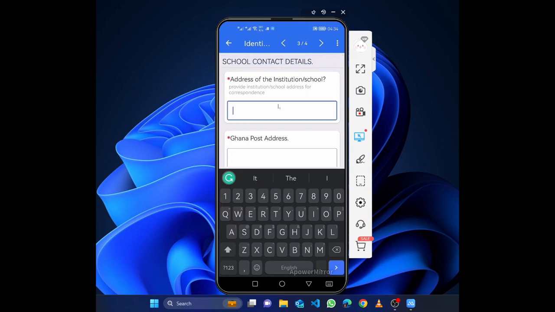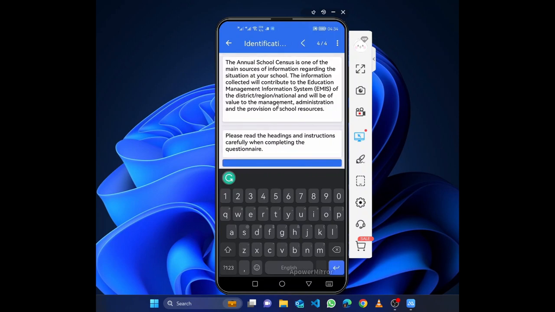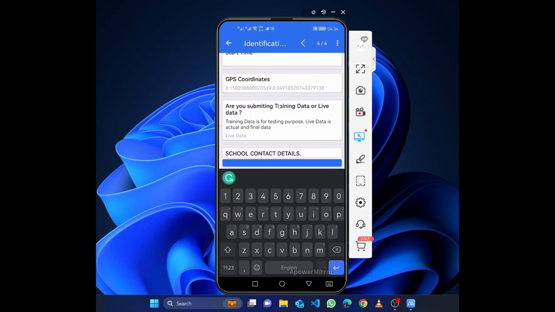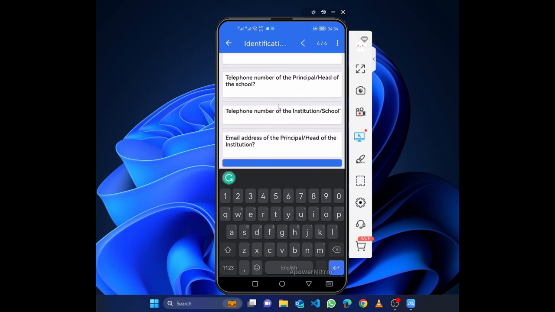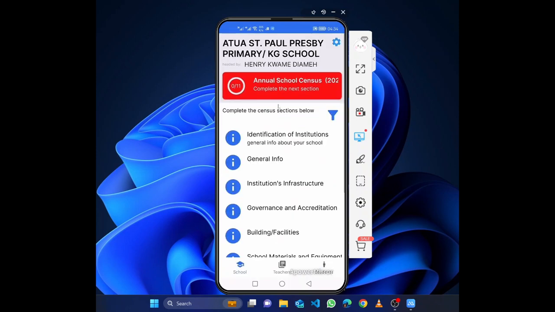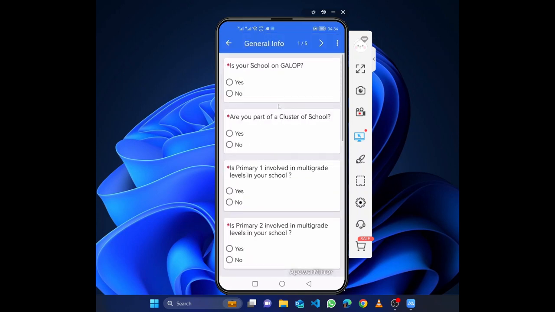Then the fourth one will review everything for you. It will review every piece of information that you have filled. If you are done with that, you move on to the second module out of the 11, which is general information. And like you have sent in the Excel template, you fill that one also.